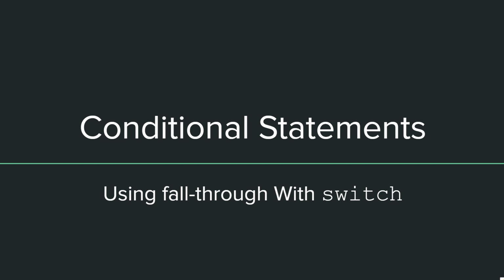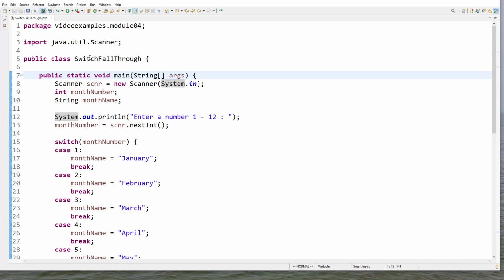So in this video, we're going to talk about how we can use the features of the switch statement to use what's called fall through to handle situations where we have multiple individual values that map to the same case. So here we have an example program, and this program already has a switch in it. And what it does is very similar to the previous switch example we saw where you entered a number and it printed out the month.